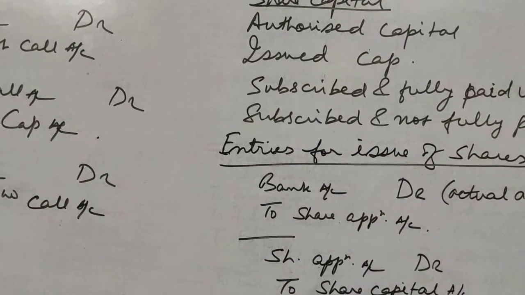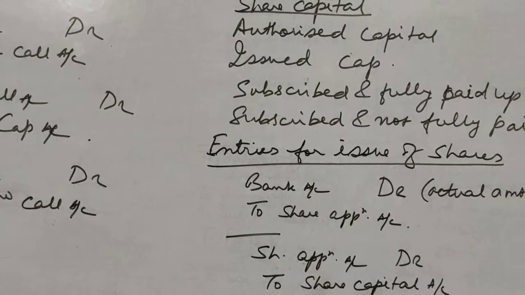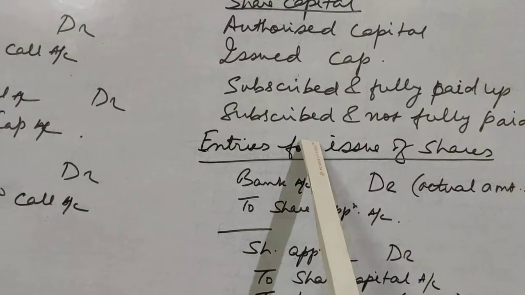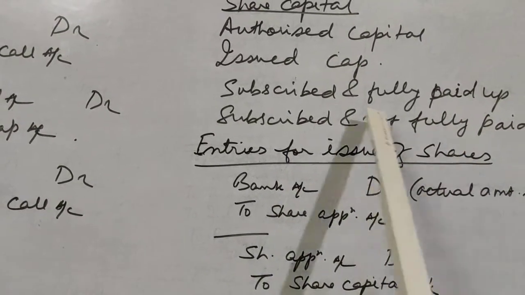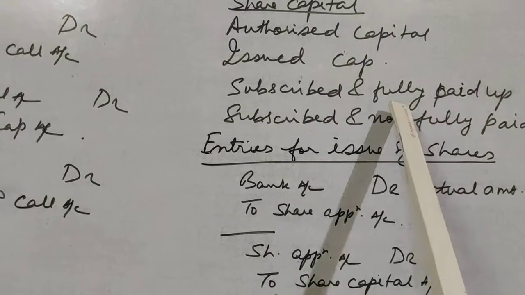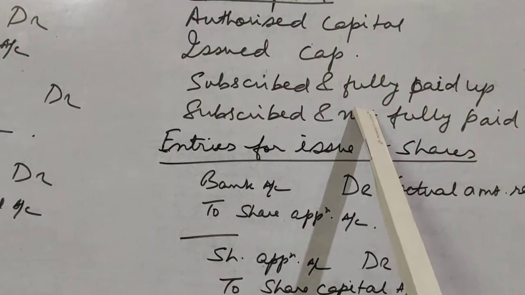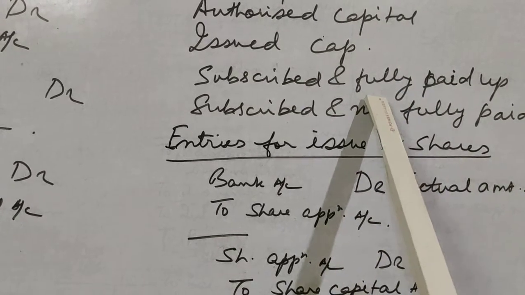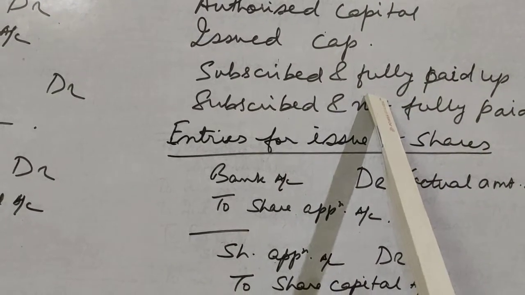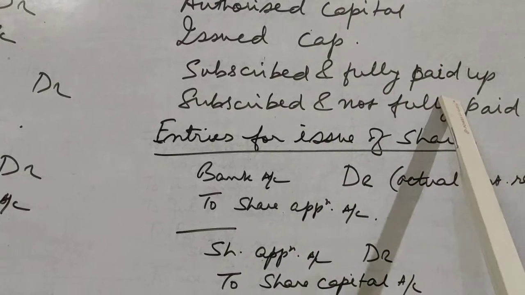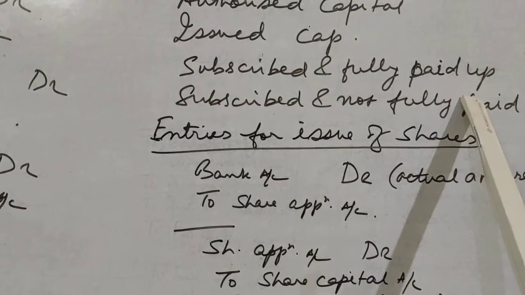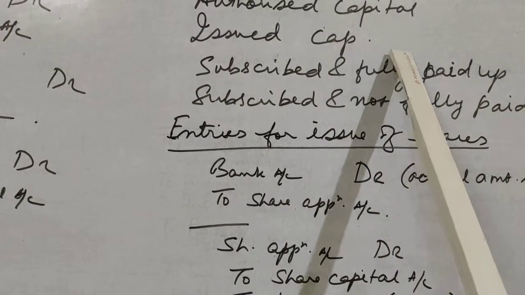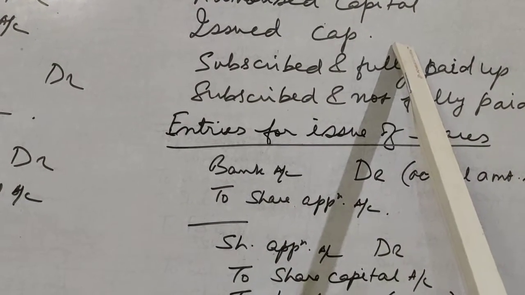Now subscribed capital is again of two types. One is subscribed and fully paid up, and the other is subscribed and not fully paid up. Subscribed and fully paid up means that capital on which the total money on the shares has been received. That means the shares on which the total face value has been received. Like in our example, we took that 50,000 shares of rupees 10 are issued by the company.